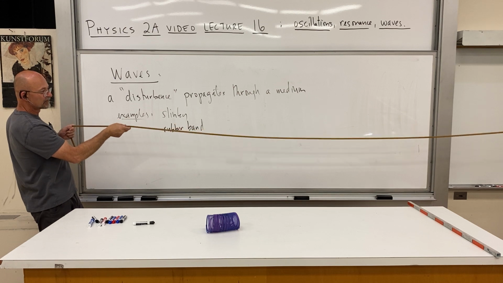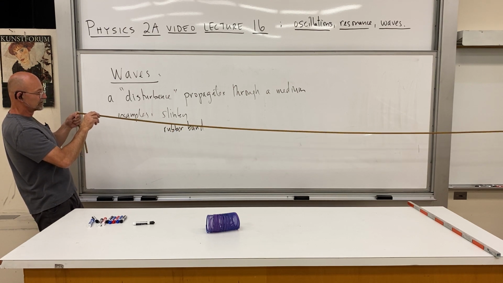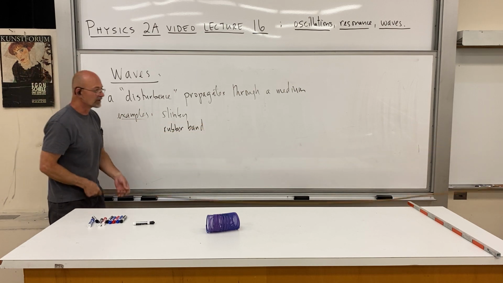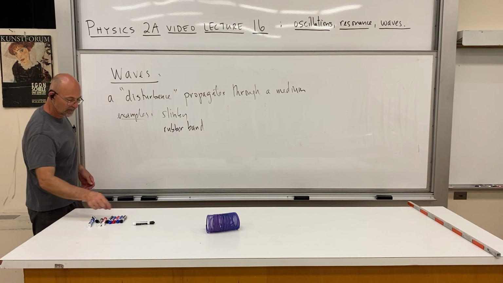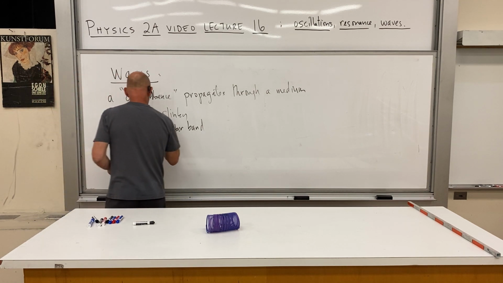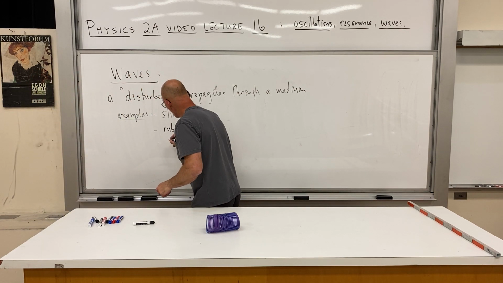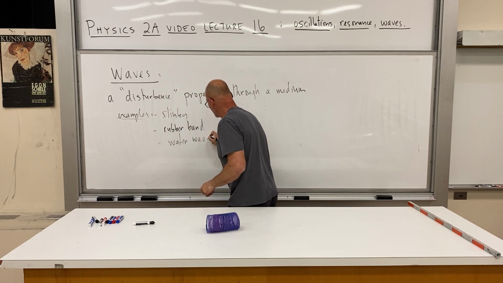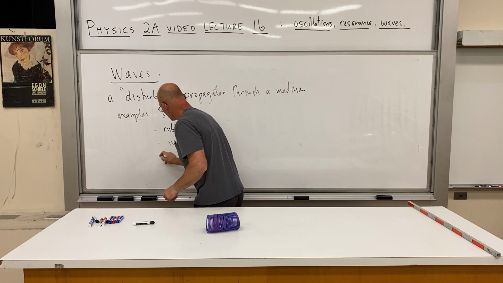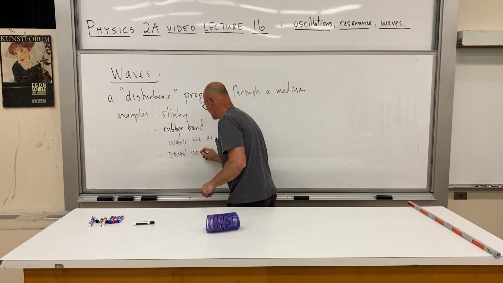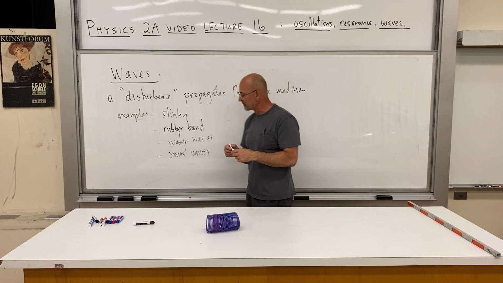It's not the up and down motion. What we're trying to find or view is the pulse propagating back and forth. Okay, so that's the rubber band wave. And other examples then, water waves. And then there are sound waves. So there are different types of waves.